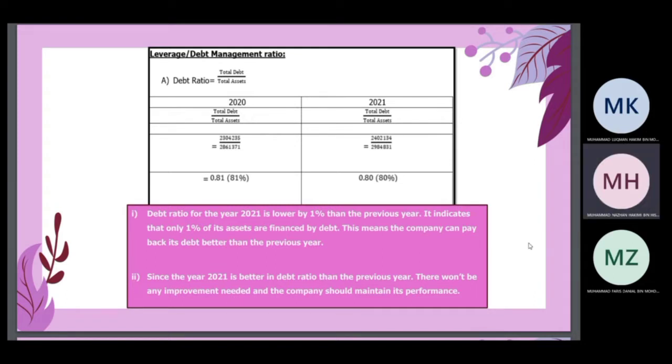This means the company can pay back its debt better than the previous year. Since the year 2021 is better in debt ratio than the previous year, there won't be any improvement needed and the company should maintain its performance.